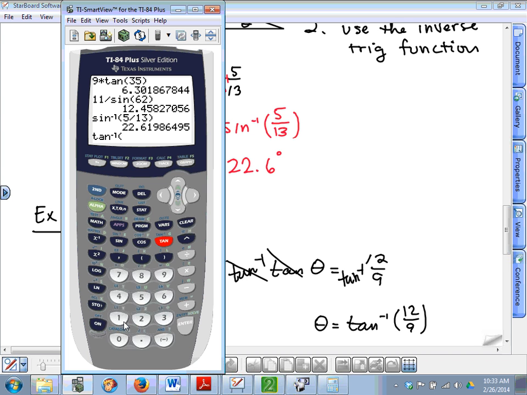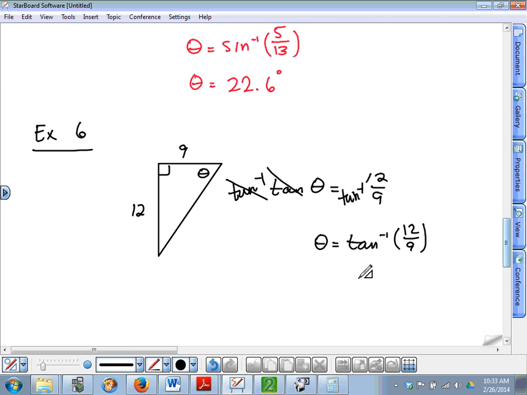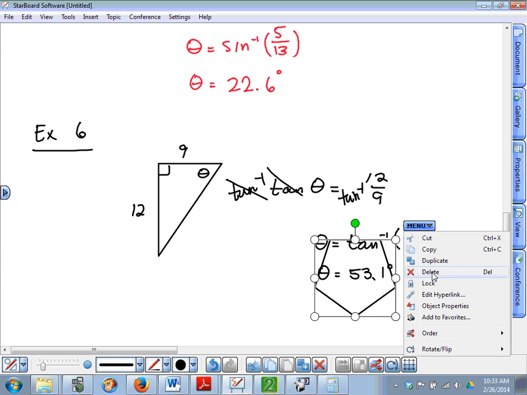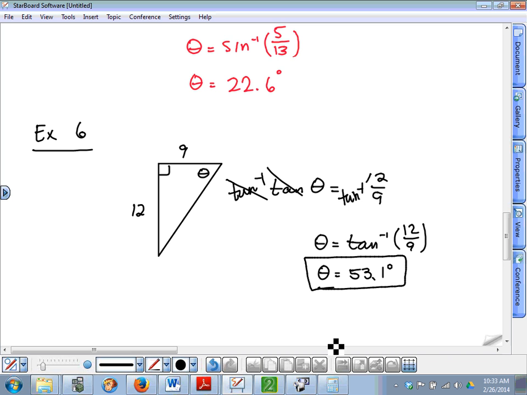inverse tangent of 12/9 gives 53.1. Now 53.1, what? Degrees. Put the degree symbol on there. Why can't we leave it like that? There we go. That's how you find missing angle measures.